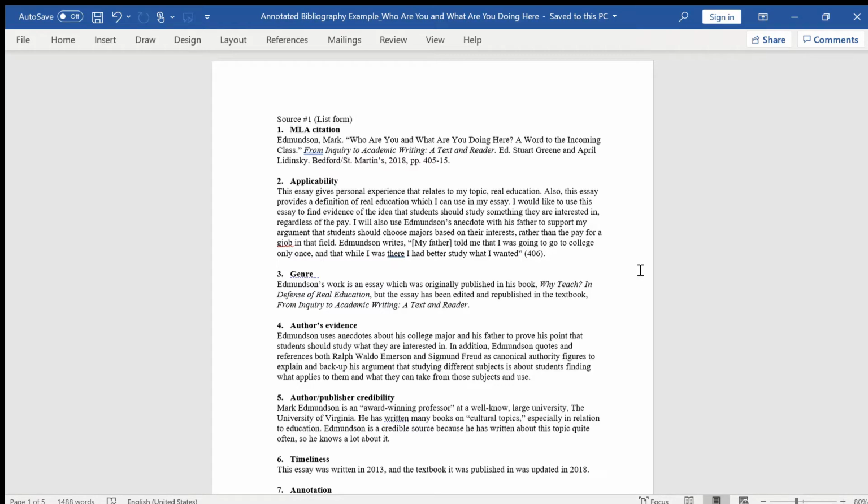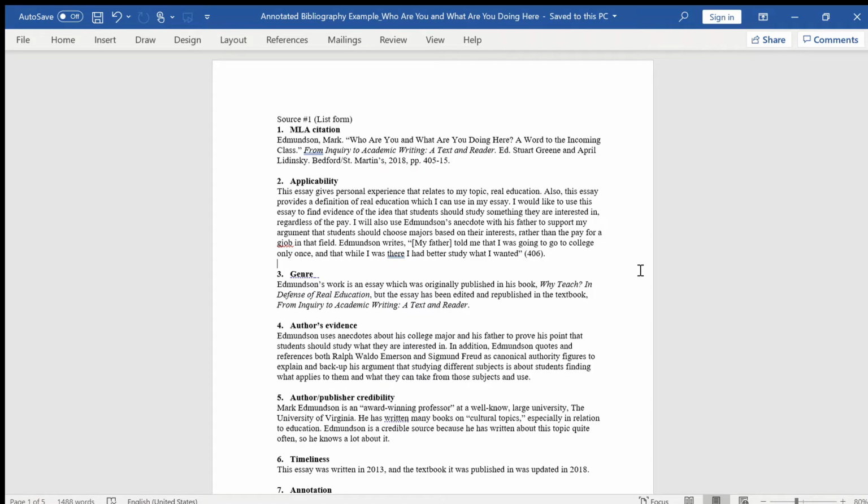Your instructor may give you specifics of what they want you to use for your annotated bibliography. They may also just tell you to write annotations. The two most important parts of the annotated bibliography are the citation and the annotation. Makes sense if the name is annotated bibliography. So let's talk a little bit about what those words mean.